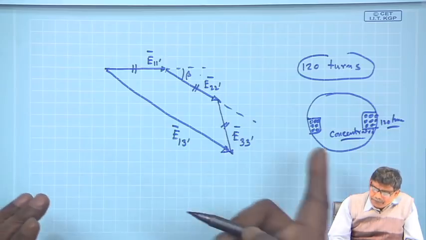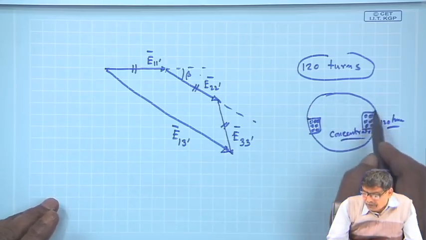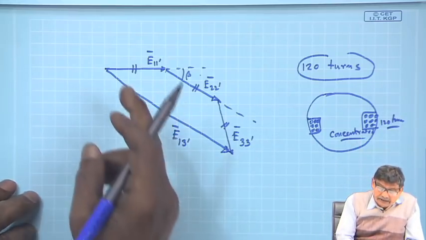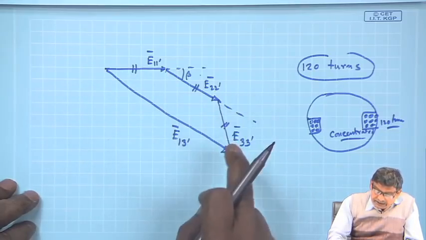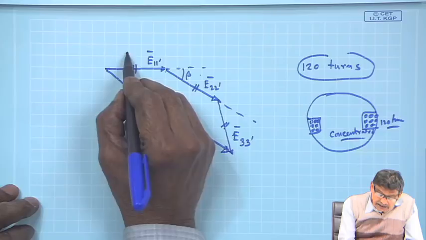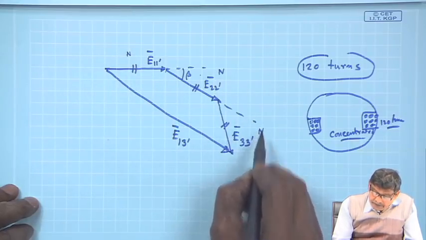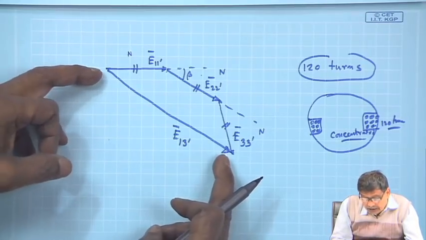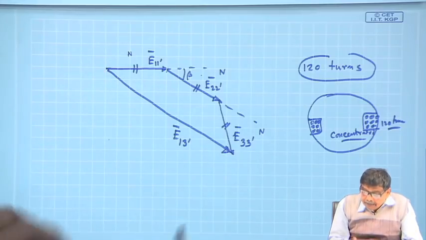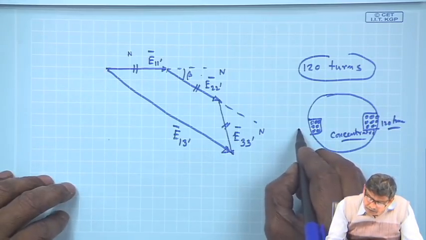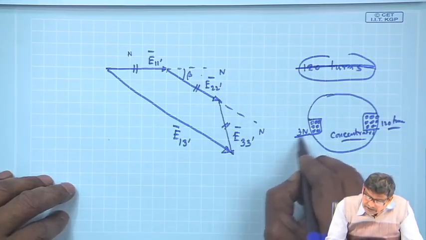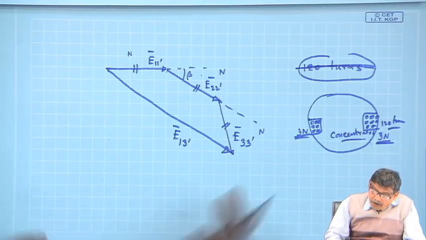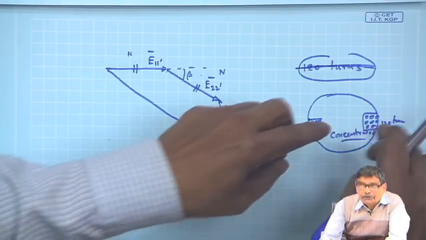In that case, what is the problem? The problem is that so much of the rotor space remains underutilized. If coil 11 dash, 22 dash and 33 dash each have n turns, that is a total of 3n turns I am using to get a voltage across 1 and 3 dashed. Now, forget about this 120 turns, 3n turns, suppose somebody says you concentrate all the coils in these positions.